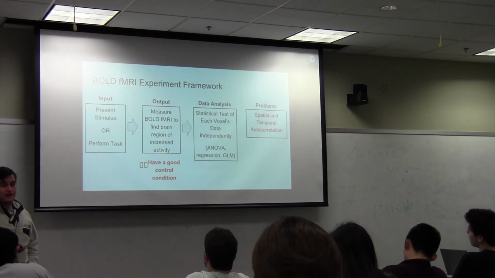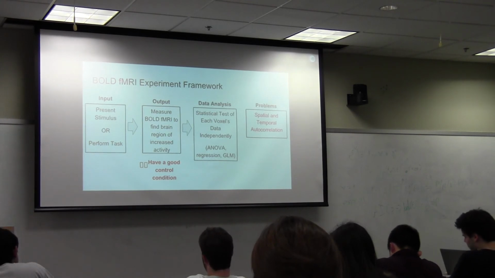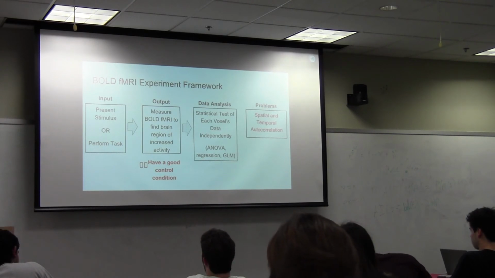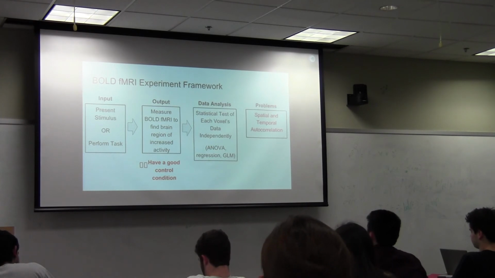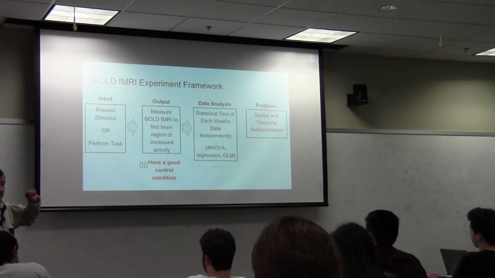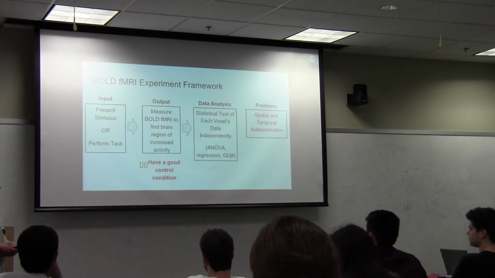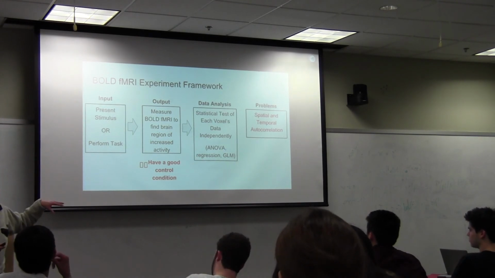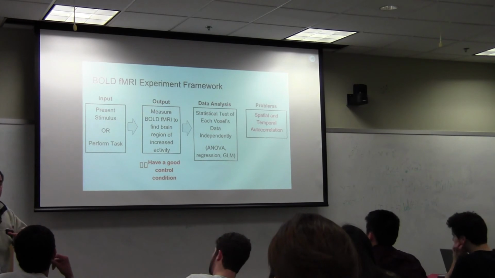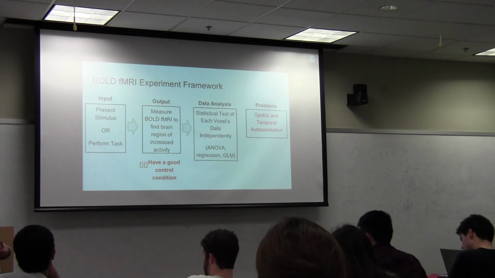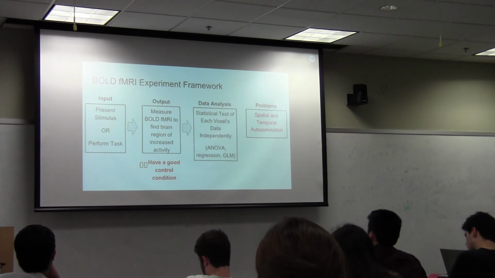And then this is the framework of how you actually do an experiment for MRI. You have the patient in the MRI machine and you make them do a task or you present some kind of stimulus. Then you measure the BOLD fMRI signal. Then for data analysis, for each voxel you do an independent statistical test, such as the ANOVA or GLMs that we talked about before. One really important thing is you need to have a good control condition, and you need to make sure your control condition controls for everything except the one thing that you're examining. Otherwise, there could be confounding variables in your experiment.